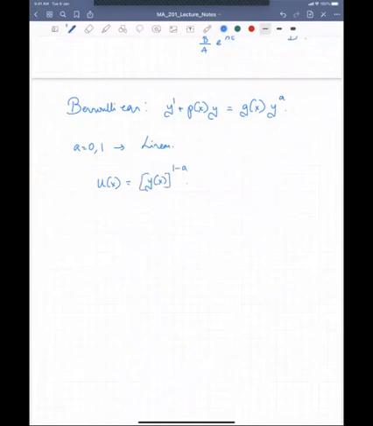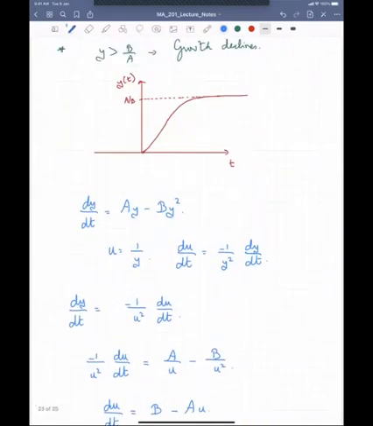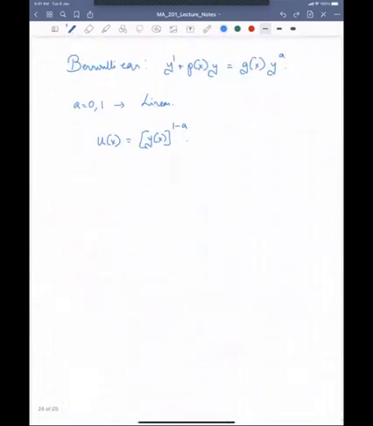Okay. In our previous example, a was 2, right? Because I had a y square term. Remember this guy. So which means my transformation was u equals y to the 1 minus 2, which is 1 over y. So in general, if I have some a, my transformation that I should employ to make this linear is y to the 1 minus a.